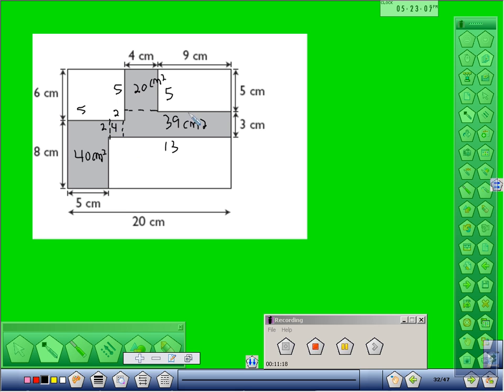Okay, now if we add all these up, we got 39 for this rectangle, 20 for this rectangle, 4 for this square, this little square, and then 40 for this rectangle. We add them all up. The biggest one is 40. I'm going to write down a 40. We got another one that's 39. We got another one that's 20. And then we have a 4. We'll add all those up. 9 and 4 is 13. Carry the 1. 4, 5, 6, 4, 5, 6, 7, 8, 9, 10. So I get 103 centimeters squared. Okay?